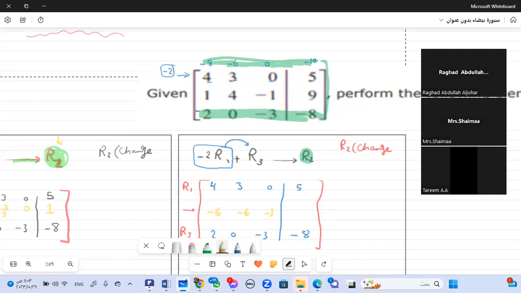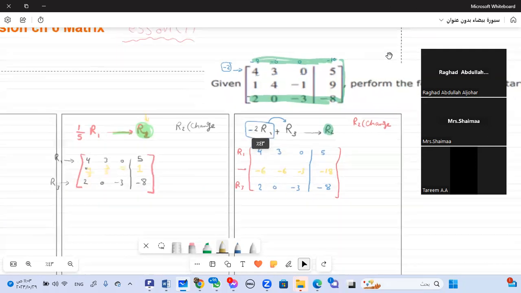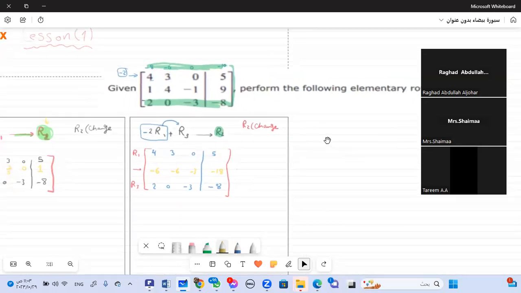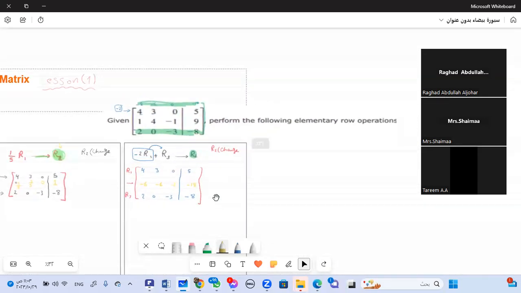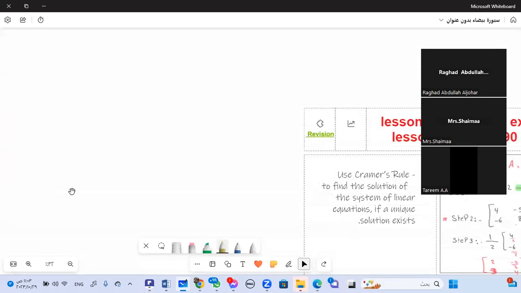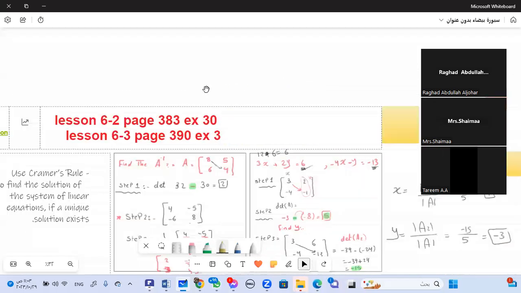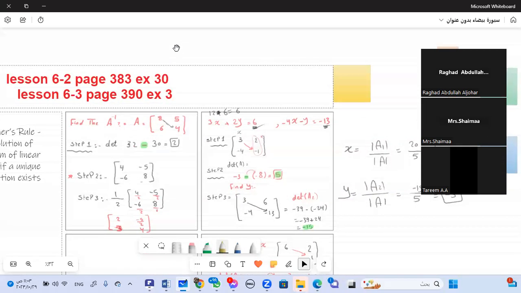-8. -10 plus -8 is -18. Any problem about this exercise? It is very important to practice this idea from lesson 6.1. I will start now with lessons 6.2 and 6.3. It is a very important idea about the inverse and Cramer's rule.